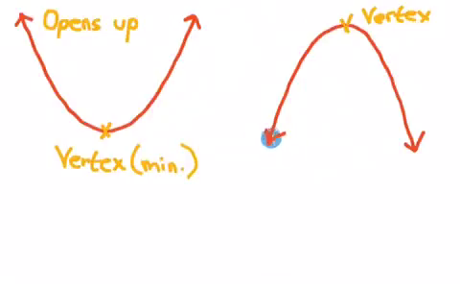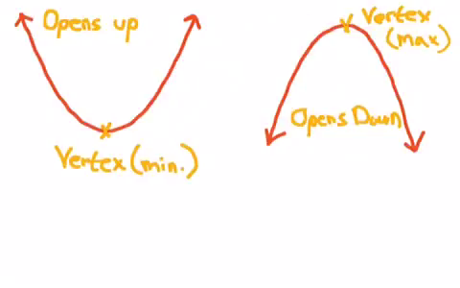And when we have a parabola that is opening downward, this is what we call open downward. So this is opening down, opens down. That opens down. We would say that our vertex is a maximum. Our vertex is a maximum.